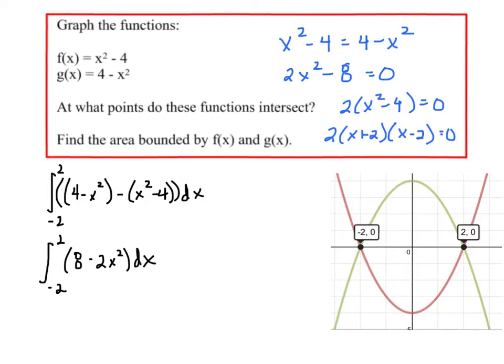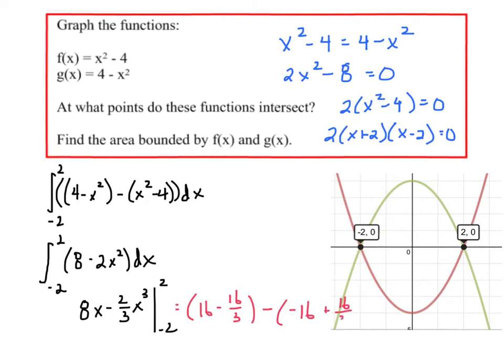So my antiderivative would be 8x minus 2/3 x cubed. We're going to evaluate that at 2 and -2. So we've got 16 minus 16/3, and plugging in -2, we have -16 plus 16/3. And again, if you combine everything and you put this together, you should end up with 64 thirds as your final answer.